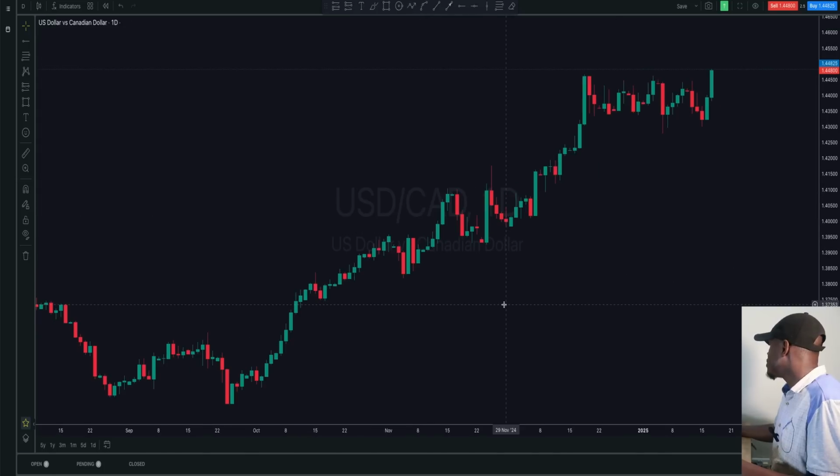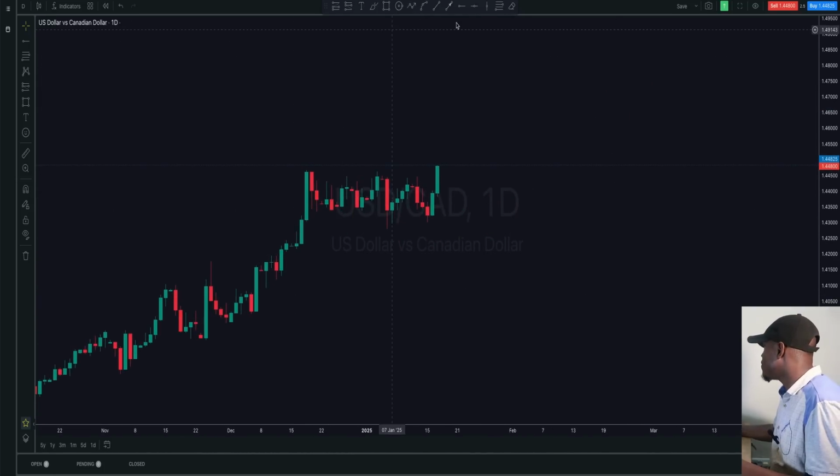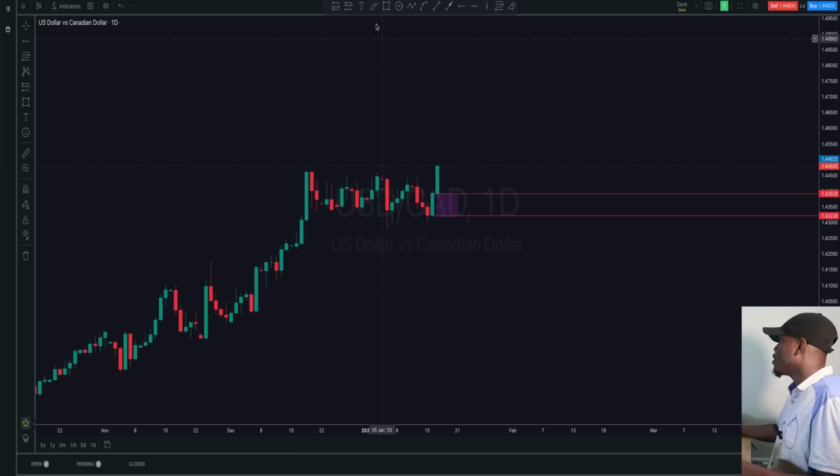Okay, so USD CAD, we are here on USD CAD. I'm going to just mark this candle's high, this candle's close, and I'm going to mark this candle's low. So this area in between here, the purple area, or this white area here, which is white now, because, okay, let's change it back to purple. That area is where I'm going to look for entries.